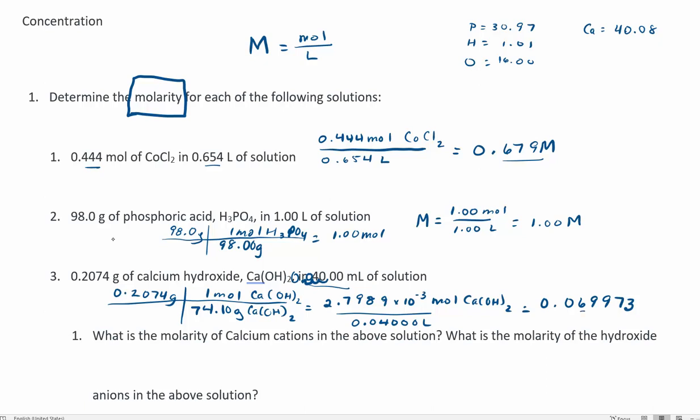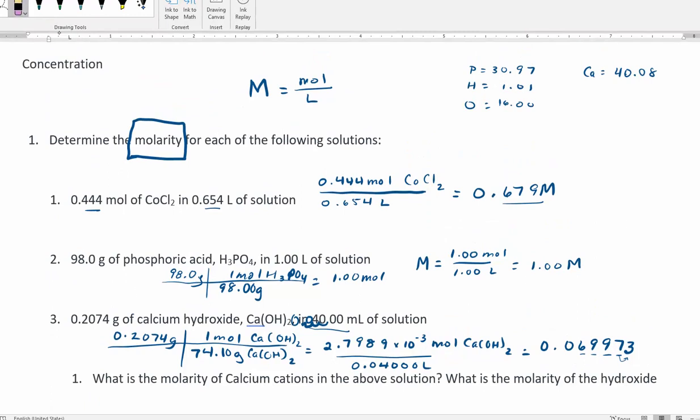So our non-zero digits are 1, 2, 3. This is significant. I look next door, and I'm going to end up dropping that 3 because I'm not going to round. So my molarity would be reported 0.06997 capital M. Now for this particular problem, I actually expanded it slightly.